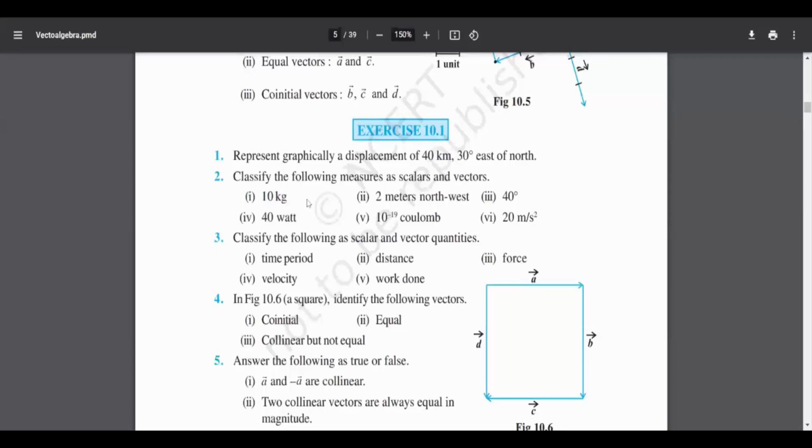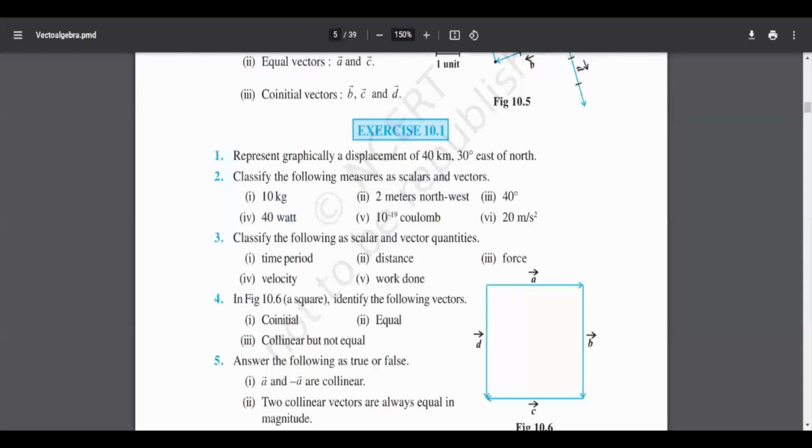2 meter northwest. As we can see, the direction is given here. Okay, so this must be a vector, 2 meters northwest. Similarly, angle. Angle has magnitude but no direction. Okay, like you cannot specify direction for angles. So angle is a scalar quantity. 40 watt. So what is watt? Watt is the unit of power. Okay, and power has no direction. So power is a scalar quantity.